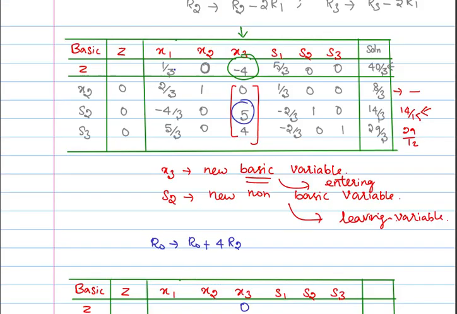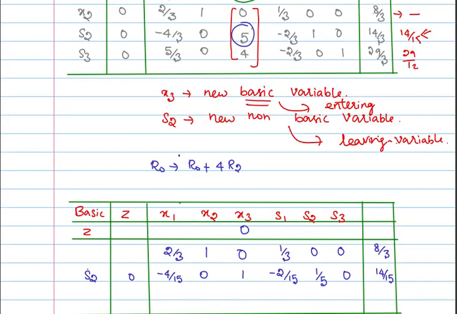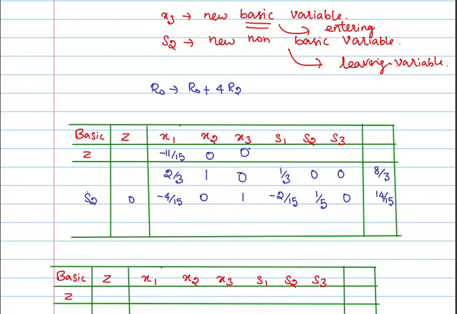Suppose the R0 value is 1 by 3. 1 by 3 plus 4 times 16 divided by 15, so you will get 11 divided by 15, minus 11 by 15. The X2 value you will get as 0, because 0 only is there, so we already got the 0. X3 is now 17 divided by 15. S2 is 4 divided by 5. S3 is 0, because it is a 0 value.